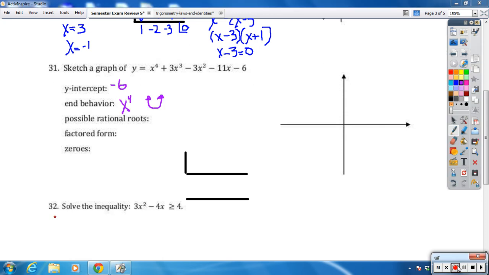Okay, so let's go ahead and do the same things for problem number 31. Same rules apply. Okay, so the y-intercept again is just going to be the constant value at the end, which is going to be negative 6. This time we're crossing the y-axis down here in the negative region.